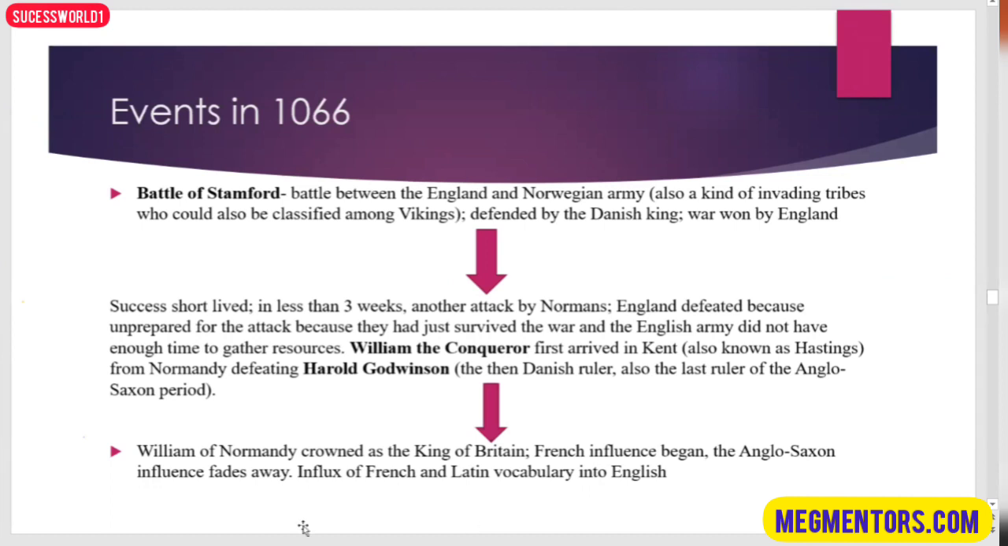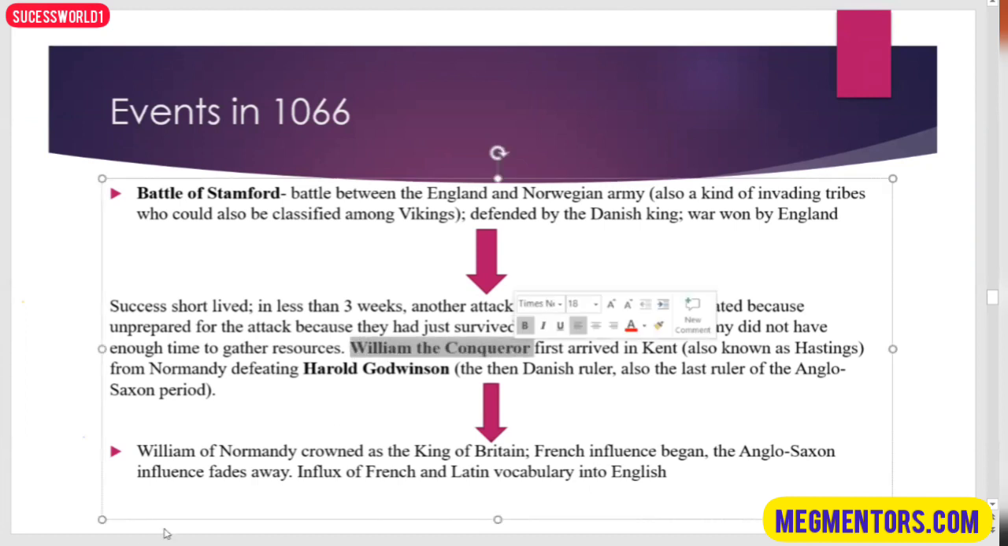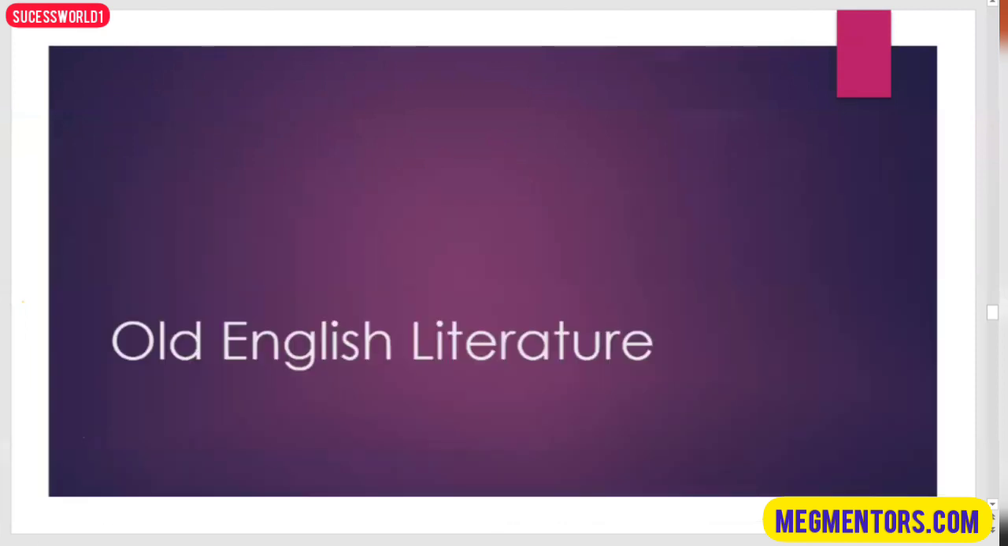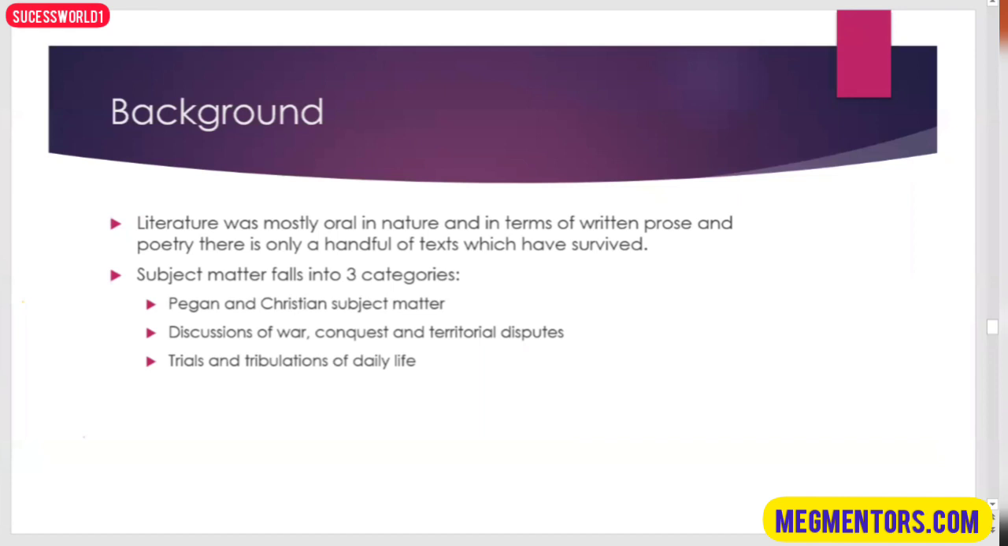So William the Conqueror was the one from the French side, and the Danish king in England was Harold, Godwin's son, who got defeated, which marks the beginning of French rule. So, a very quick look into Old English literature. I'm going to be very brisk because most of the important parts I have explained already.